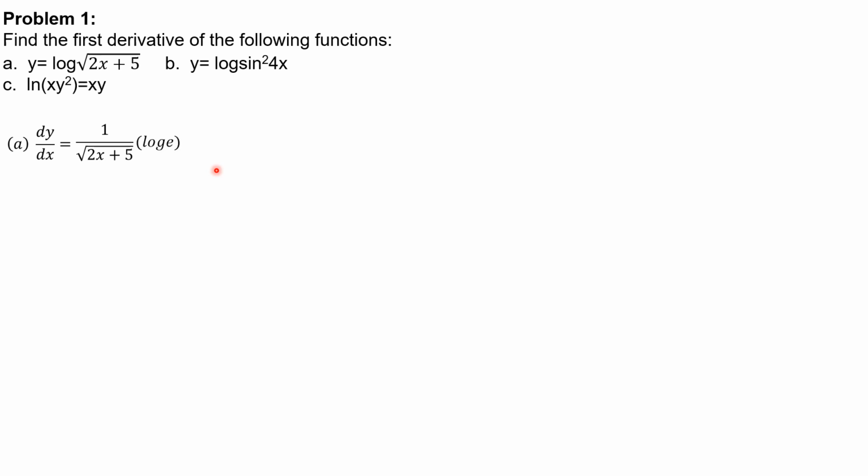So the derivative of square root of u is du dx, so 2 all over 2 square root of 2x plus 5. We can cancel 2, and we have, of course, log of e over 2x plus 5 after we cancel out 2. So it is equal to log of e over 2x plus 5.